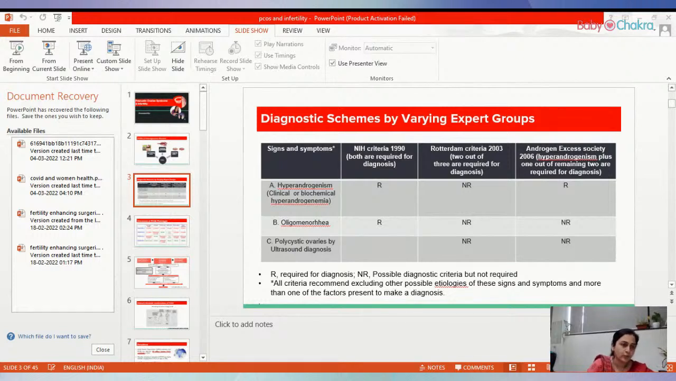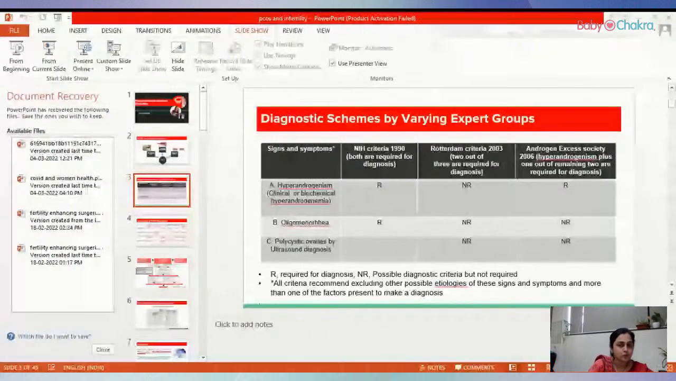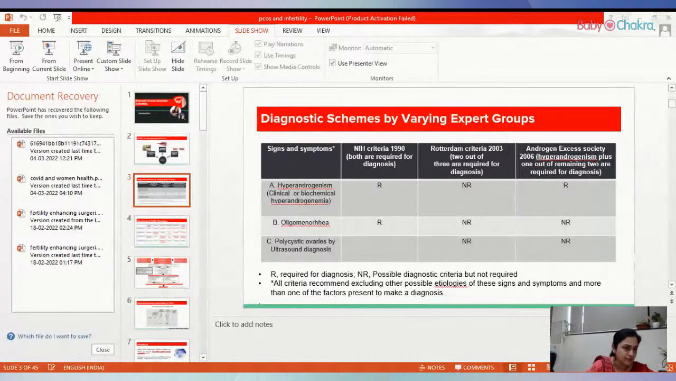Polycystic ovarian syndrome is a heterogeneous disorder. It has hyperandrogenism, ovulatory dysfunction, and polycystic ovaries. The various diagnostic schemes, the NIH criteria 1990, Rotterdam criteria 2003, and Androgen Excess Society 2006, have been analyzing polycystic ovarian syndrome for many years.